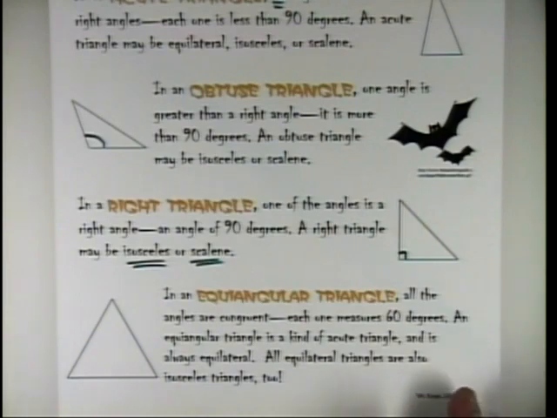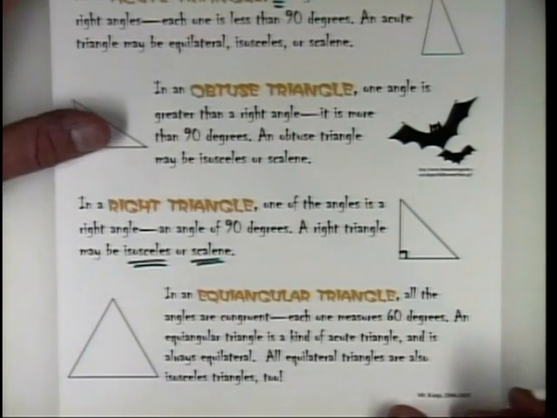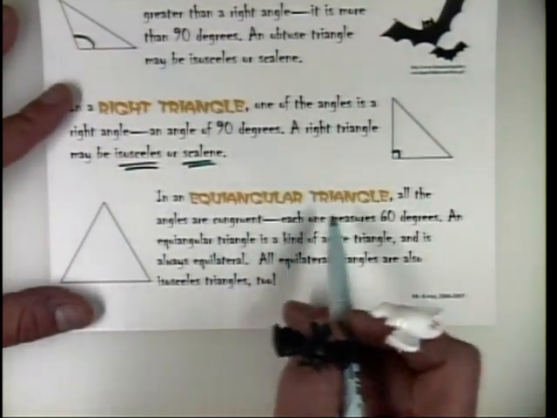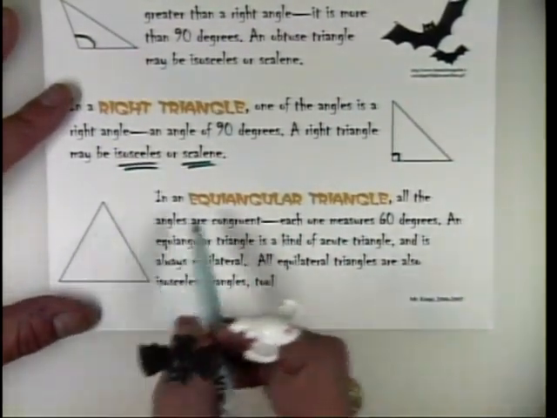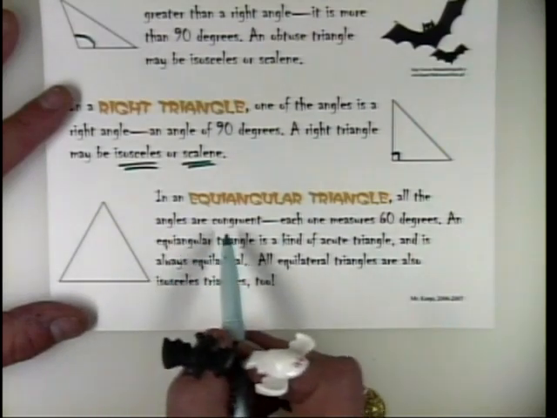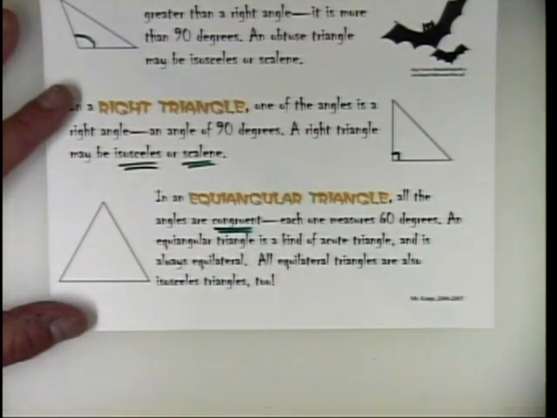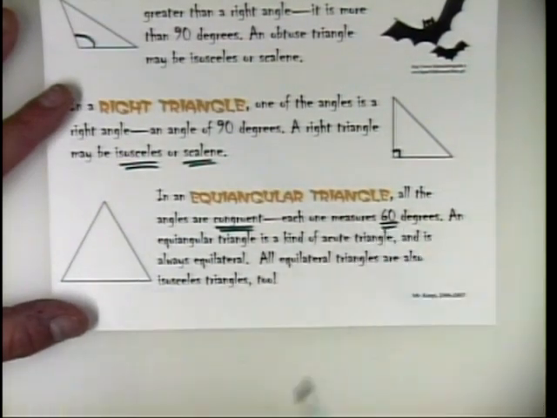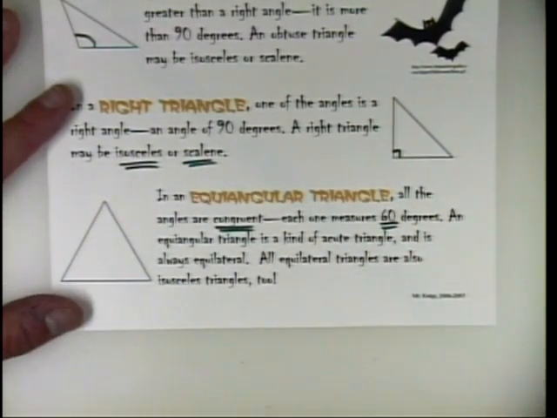Now, the last type of triangle classified by angle measure is a special one that we've already mentioned today called an equiangular triangle. In an equiangular triangle, all the angles are congruent. That means they have the exact same measure. And what is that measure? Well, it's got to be 60 degrees. I'll show you why later on. Right now, just take me on faith that every angle is 60 degrees.